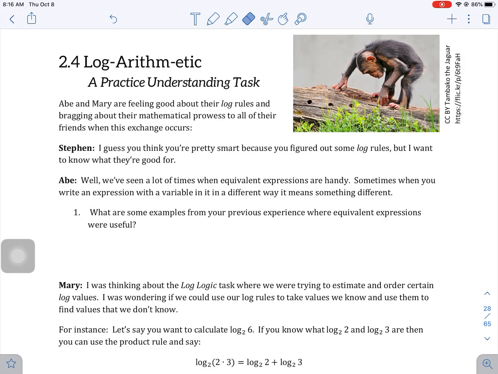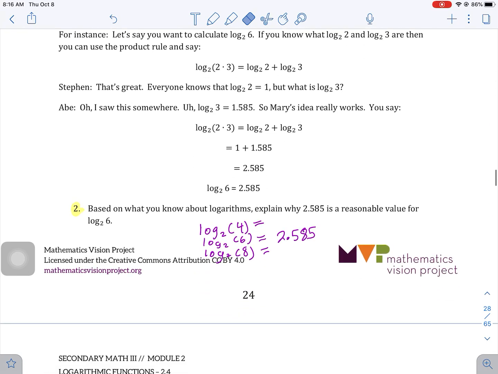Welcome. 2.4, a practice understanding. So we're going to look at how we can use some of the log rules to solve problems.